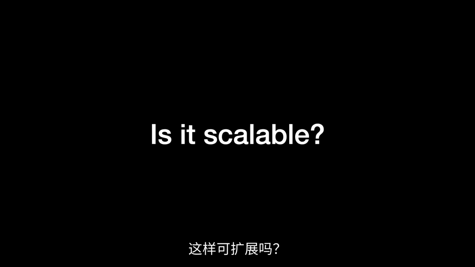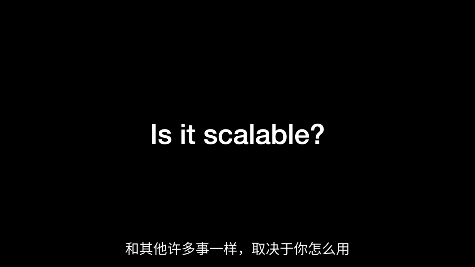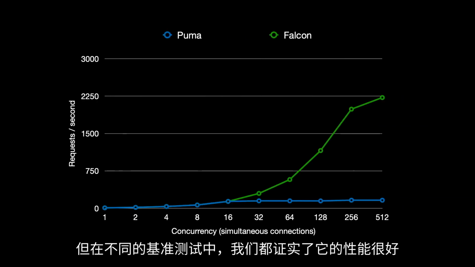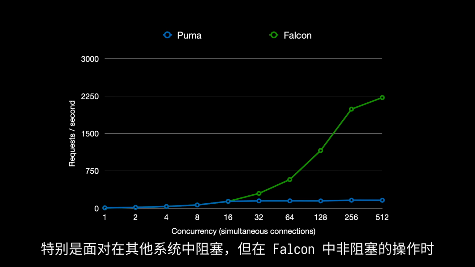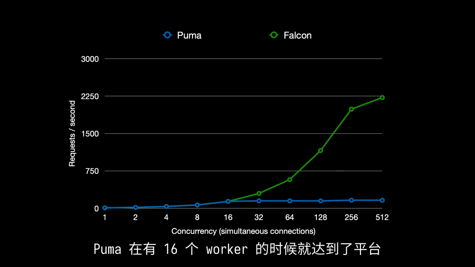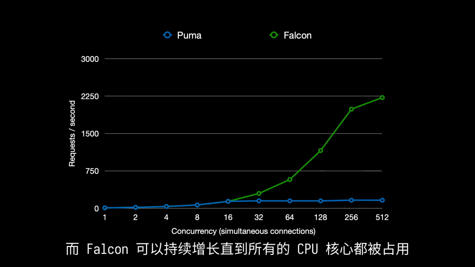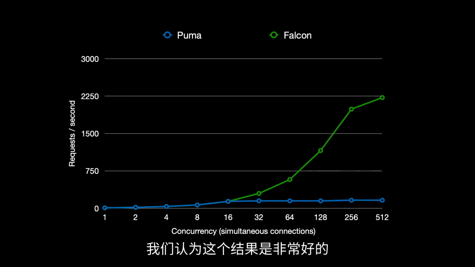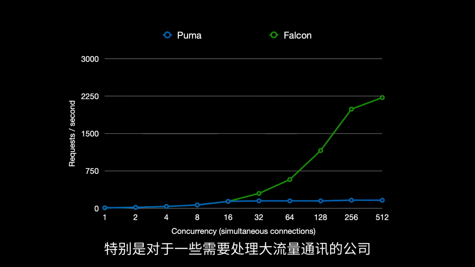So, is it scalable? Well, like anything, it depends on how you use it. But in various micro benchmarks, we have shown that it can perform very well, especially when there are operations which are non-blocking with Falcon but blocking on other systems. This graph shows Puma versus Falcon. Puma plateaus at 16 workers, while Falcon is able to continue scaling up until all CPU cores are pegged. We thought this was a great result, especially if your company is dealing with a high volume of traffic.